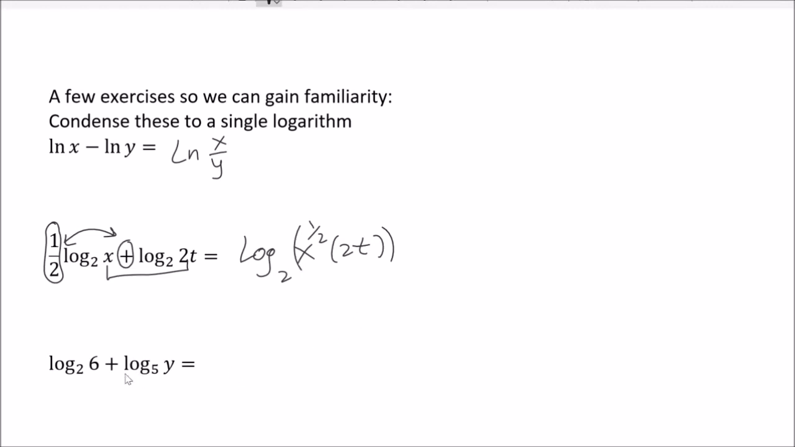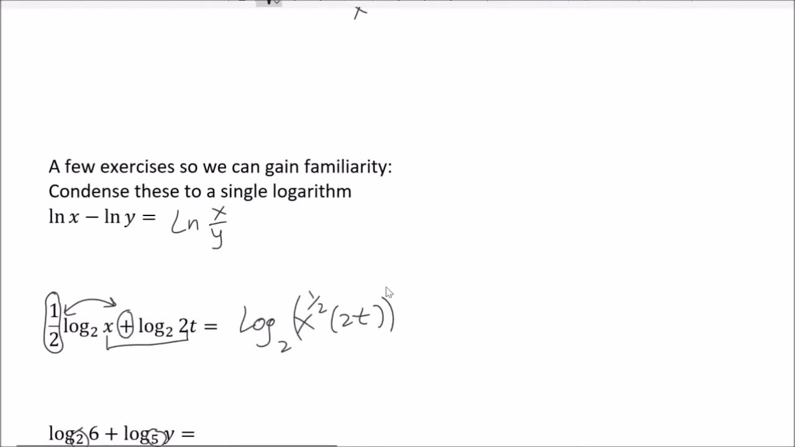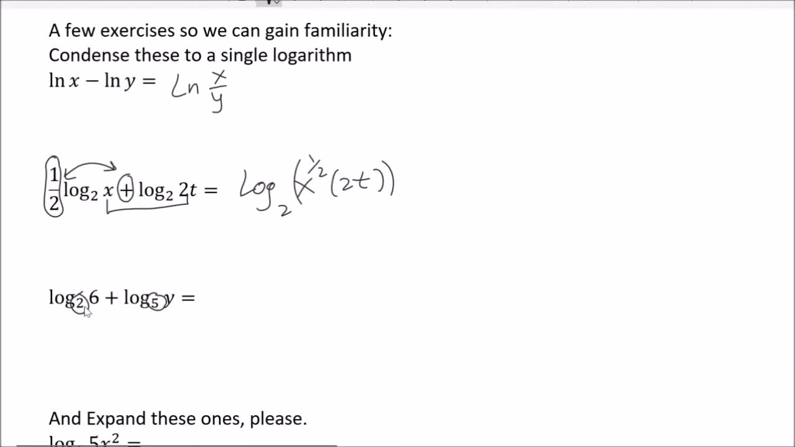Okay, what about the last one? I see addition, so maybe it's multiplication. Not so fast. We don't have common bases. And if you recall, each of these rules says you have to have the same base across the board on these. If the bases don't match, then you don't get to apply the rules. Okay, so that's just there to say, hey, wait a minute, be careful, always look for that.